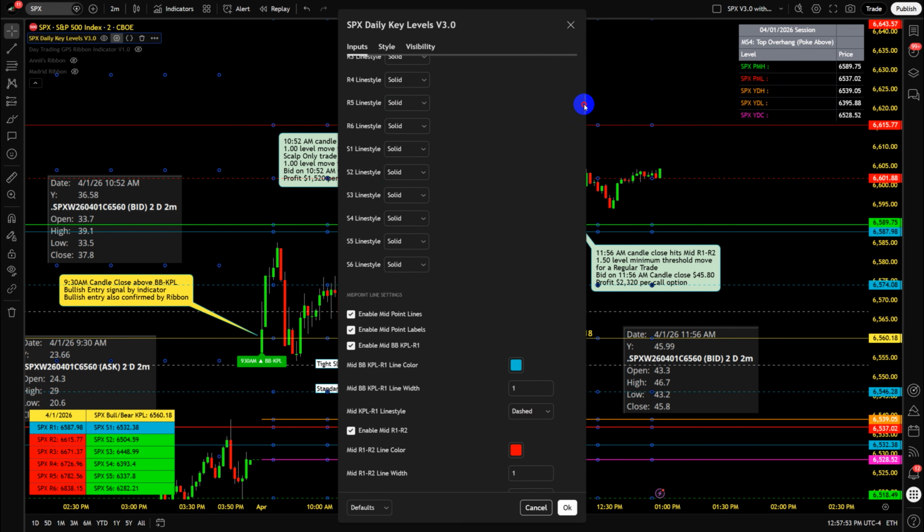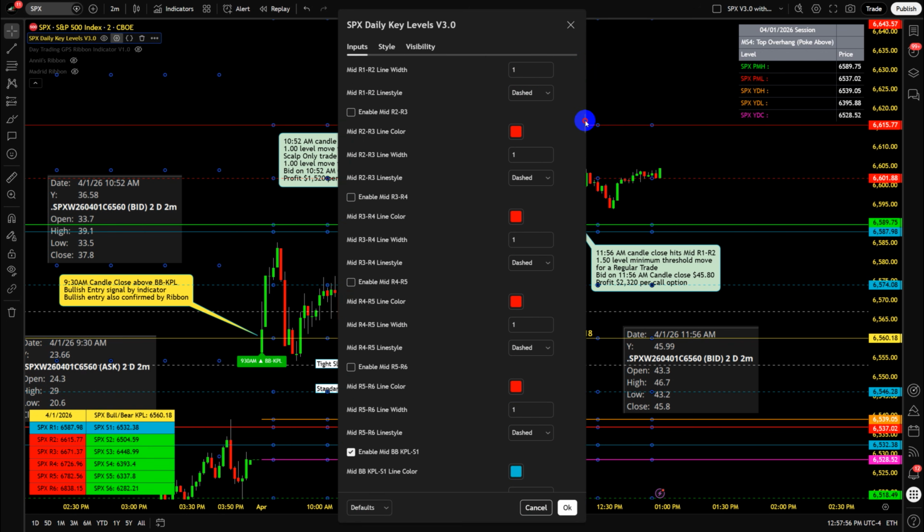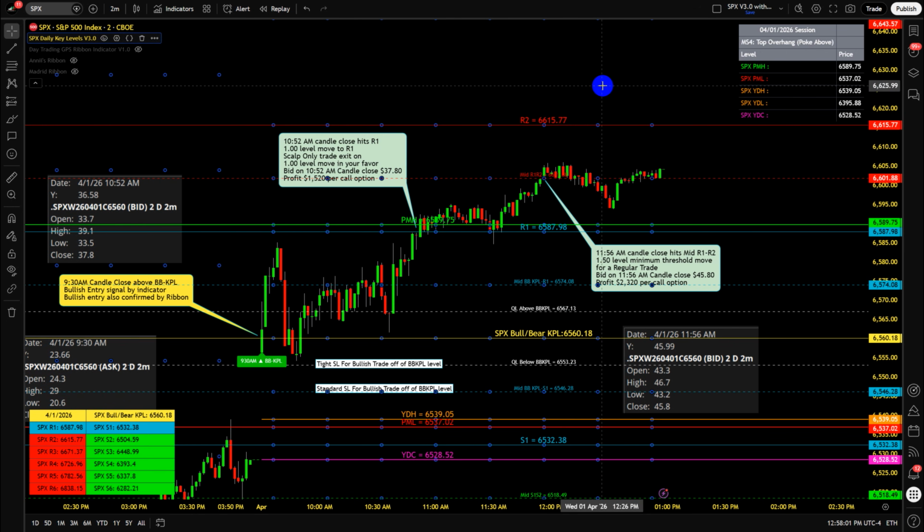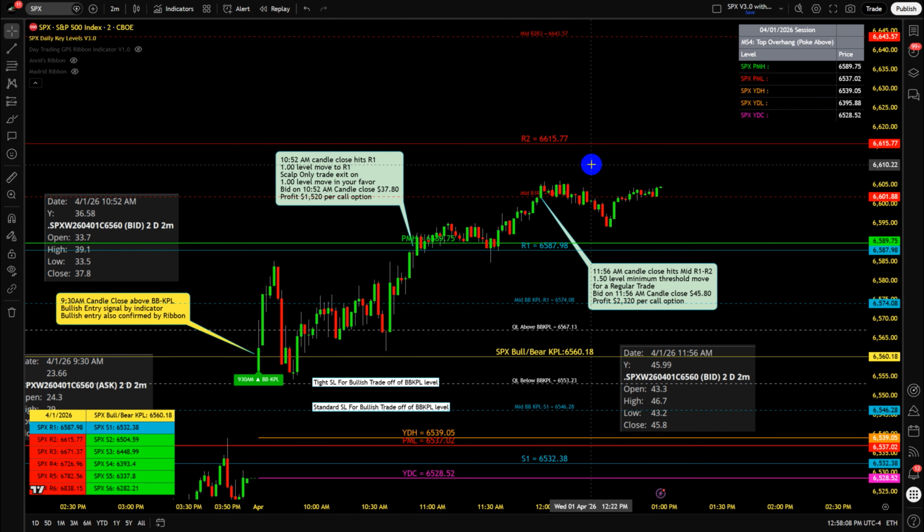So for example, if we turn on mid R2, R3, and mid R3, R4 here, if price moves up to R2, then that's your additional waypoint for another decision as to whether you want to exit some of your remaining position or further adjust your stop loss by adding some additional profit buffer. And then as it hits the next midpoint level, you would do the same thing.